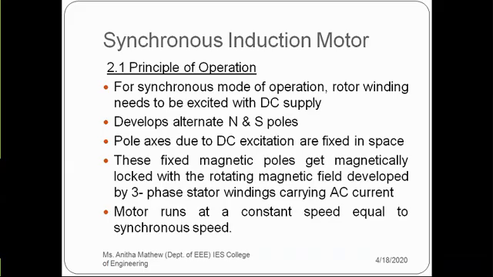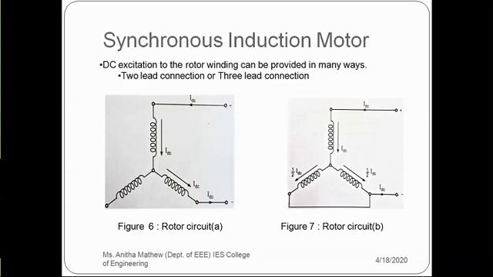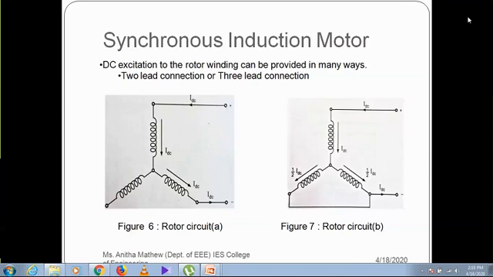This is the different types of connection given to the rotor. We have already said that we are providing three-phase windings to the rotor and giving DC excitation. Here you can see in the first figure, rotor circuit 1, this is known as two-lead connection. The two terminals are connected to the DC supply and one winding is isolated.